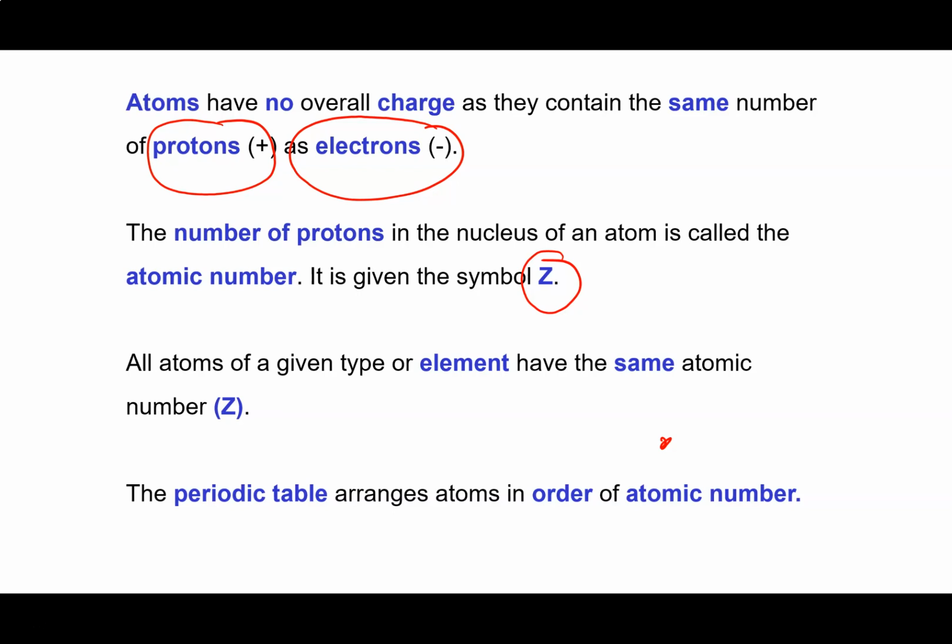Now, what's important for us to recognize is that every atom of a given type has the same number of protons. It has the same atomic number. So all hydrogen atoms have atomic number 1, all helium atoms have atomic number 2, and all lithium atoms have atomic number 3, and so forth. And if you look at the periodic table, you'll see that the elements are organized in order of increasing atomic number.